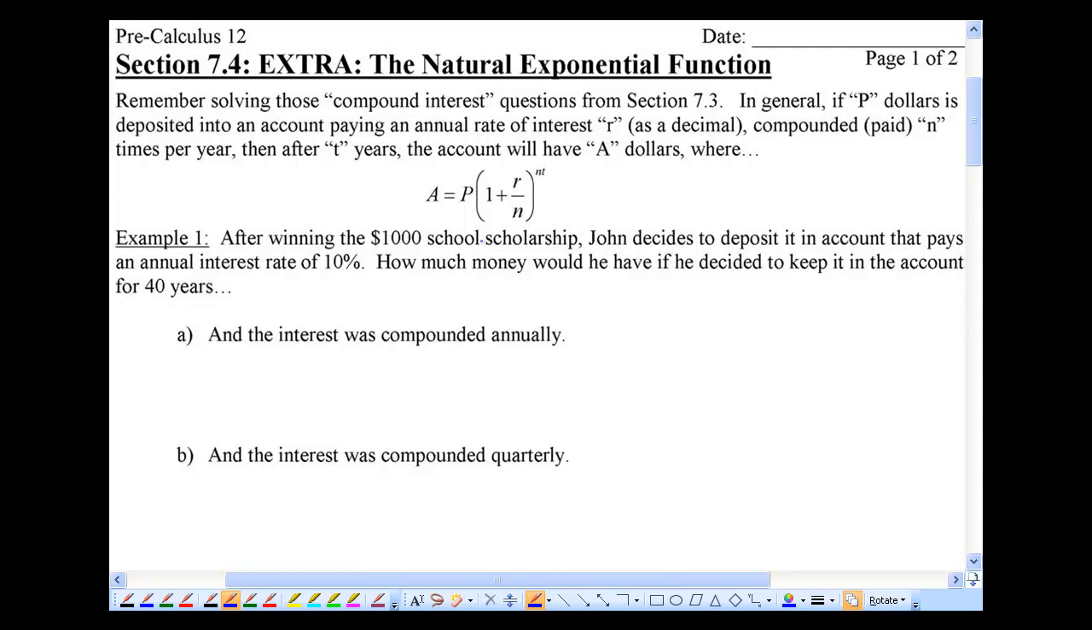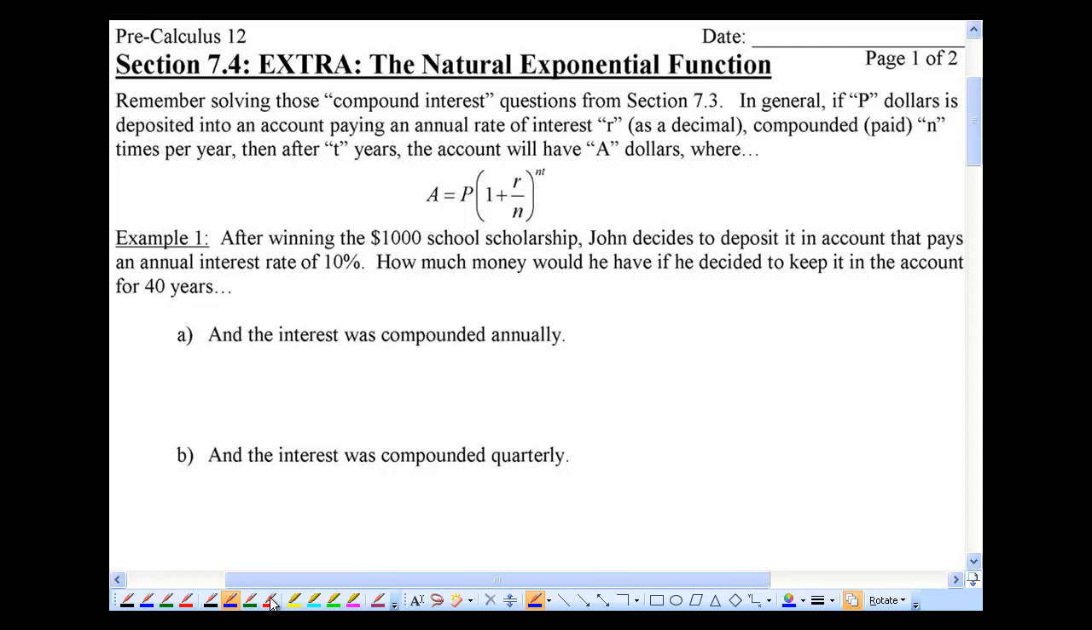After winning the $1,000 school scholarship, John decides to deposit this money into an account that pays an annual interest rate of 10%. How much money would he have if he decided to keep it in the account for, let's say, 40 years? Let's pretend that at the age of 17, he gets this money and he leaves it in for 40 years. So when he's 57, let's see how much money he has if the interest was compounded annually.